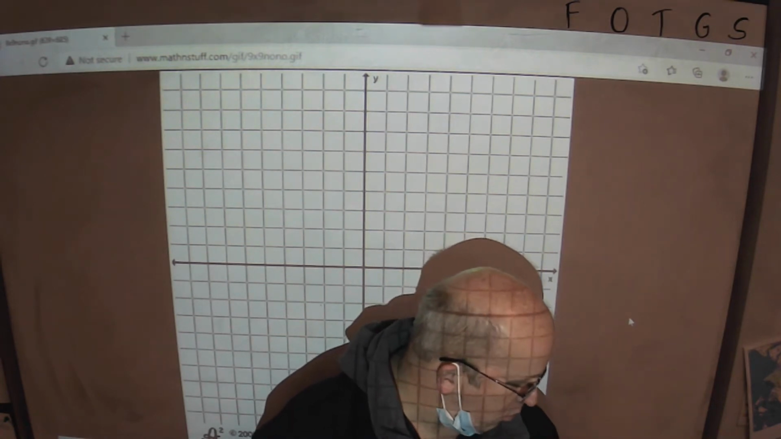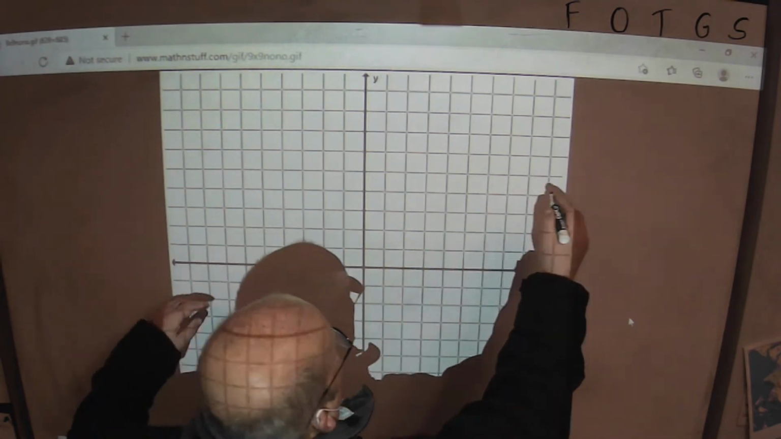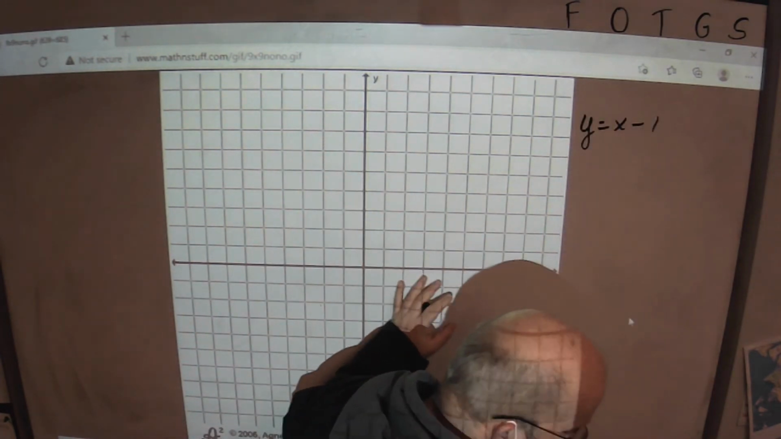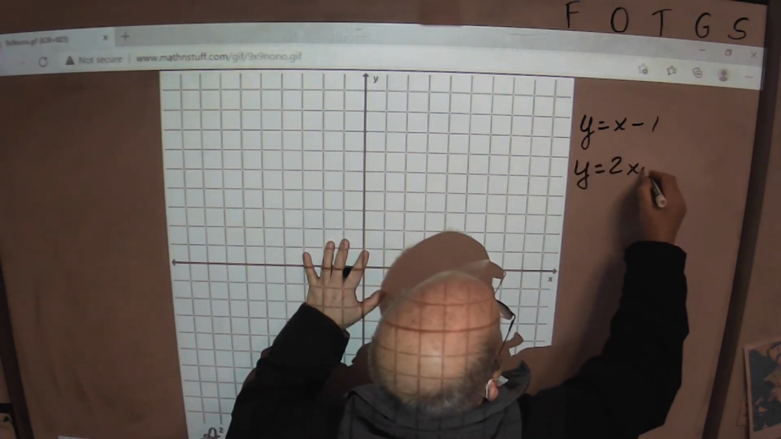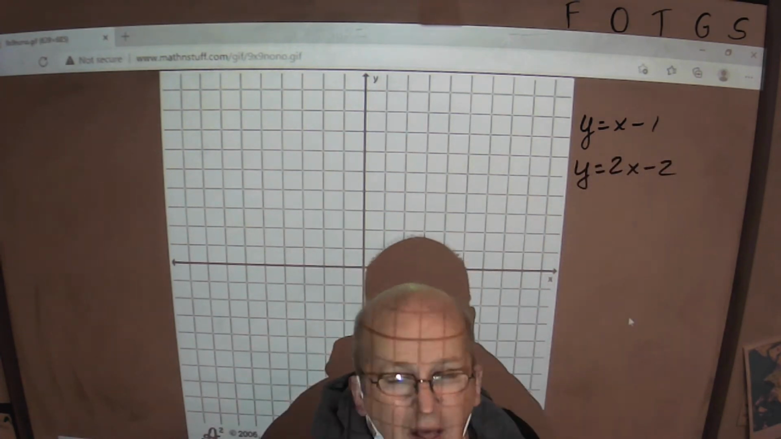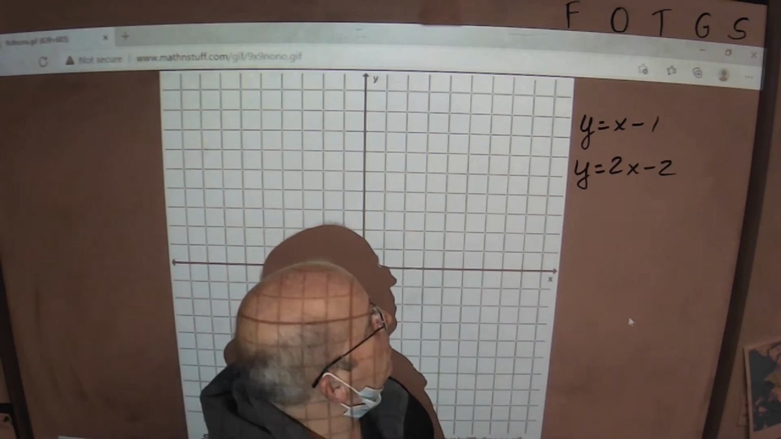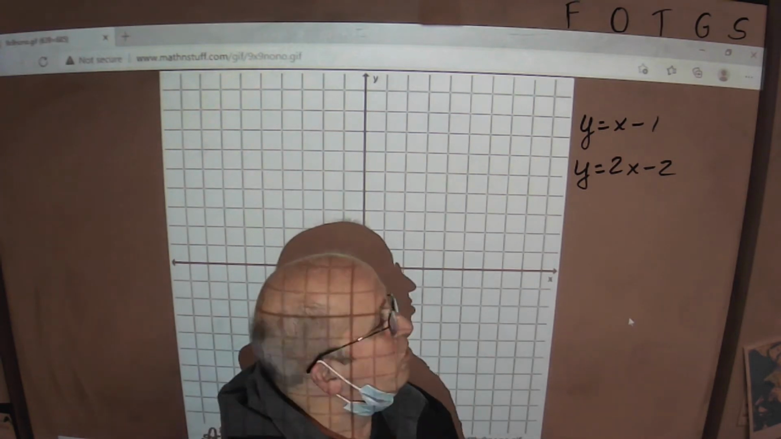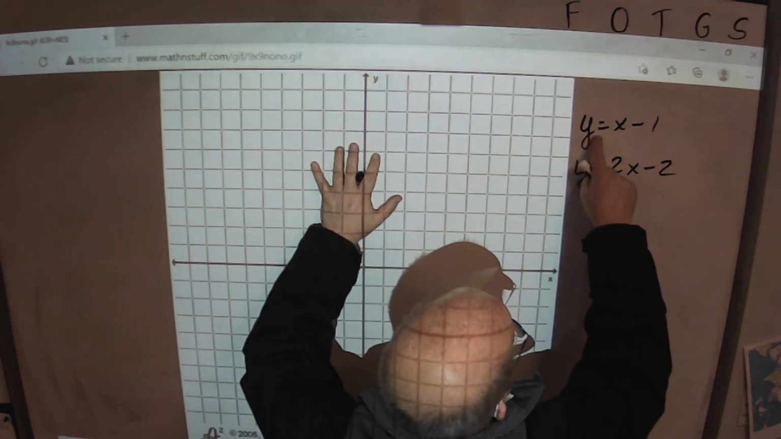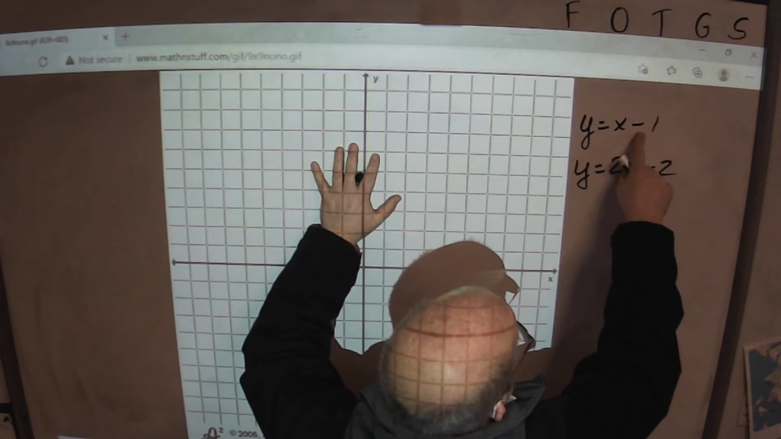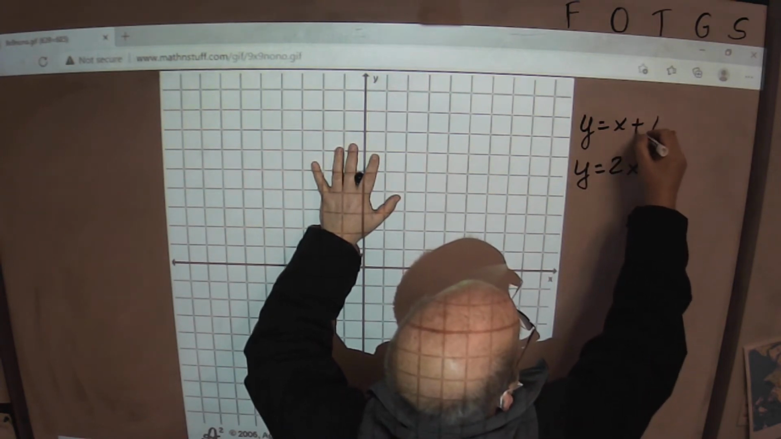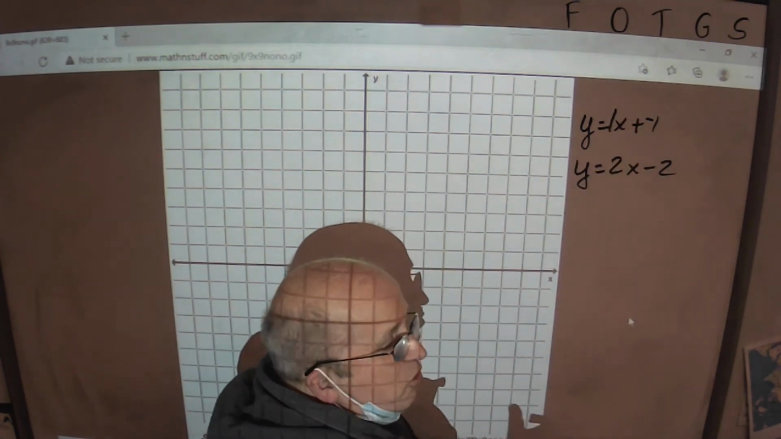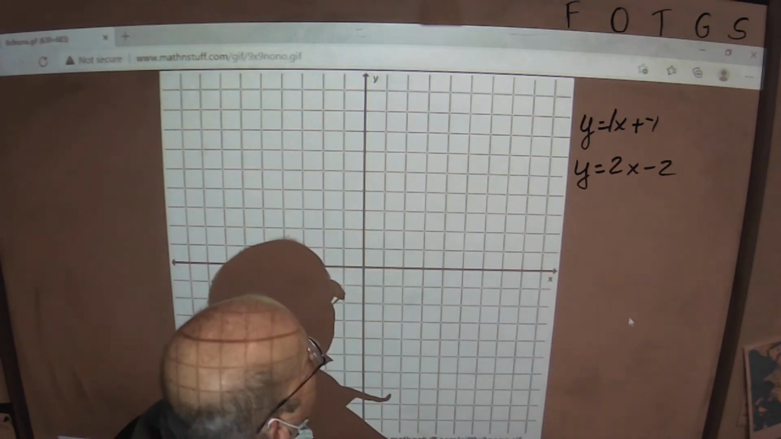Okay, let's start with some example problems. We're going to start first with two equations, y equals x minus 1, and our other equation, y equals 2x minus 2. We're going to graph them, and we're going to see where they meet. Okay, the first thing I notice is neither one of these is in slope-intercept form. Slope-intercept form would be y equals mx plus b. There's no plus sign here. So I'm going to change subtraction to adding a -1, and I'm going to put a 1 out in front of the x because x is 1x. Then I'm going to graph it.